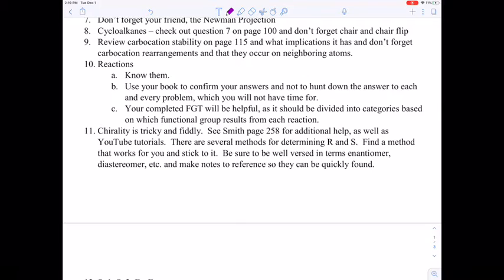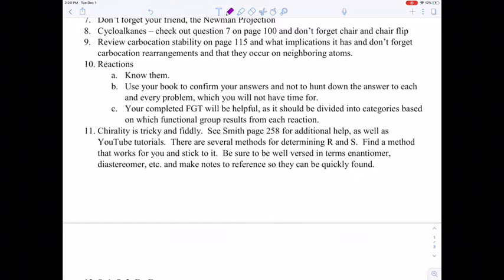Your completed FGT notebook will be really helpful. It should be divided into categories based on the functional groups that are formed. So therefore, if you know you need to form an alcohol, turn to your alcohol section of your FGT and go from there. Likewise, your textbook also has designations like that. So reactions, know them, but also know how to use your resources in order to find them quickly.